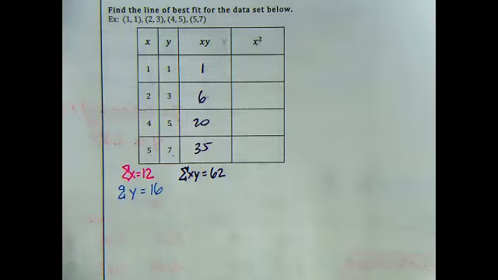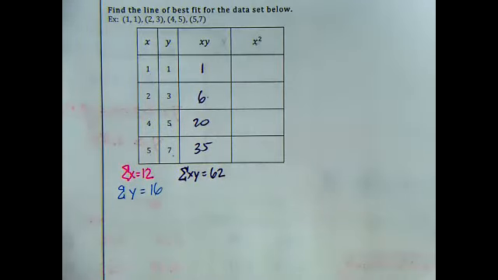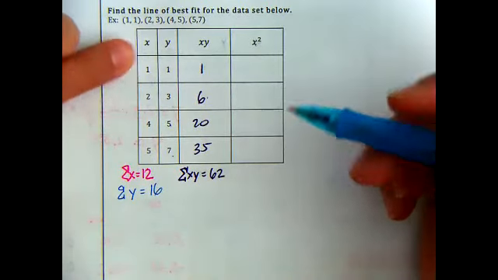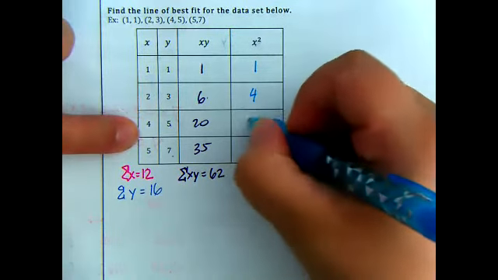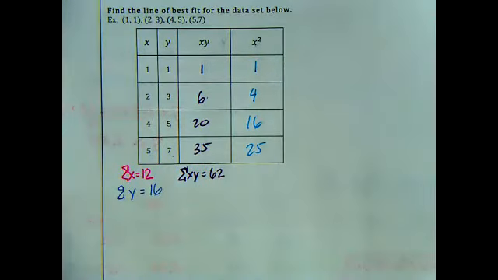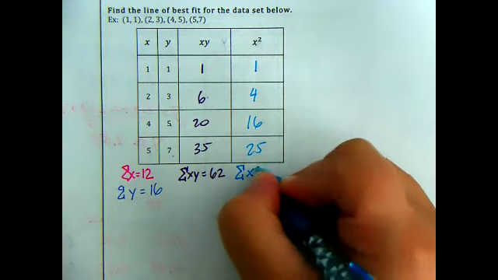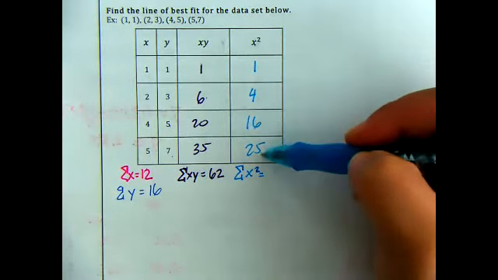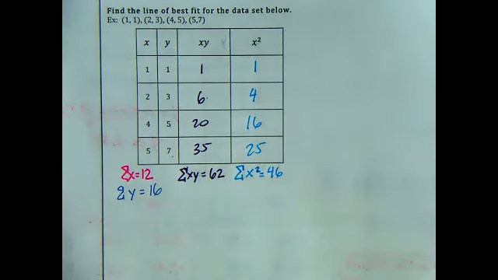And then you do your x squareds. So this is going to be your x's, each one of them squared. So 1 squared is 1, 2 squared is 4, 4 squared is 16, 5 squared is 25. And then you add those. So you have the summation of x squareds, which is 1 plus 4 plus 16 plus 25, which is going to be 46.